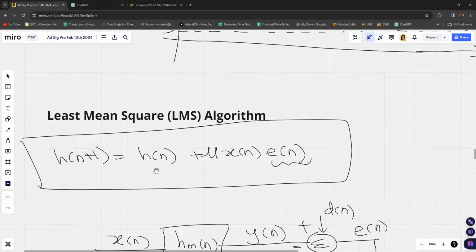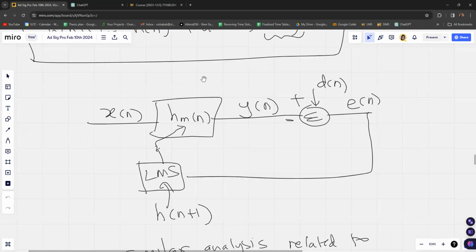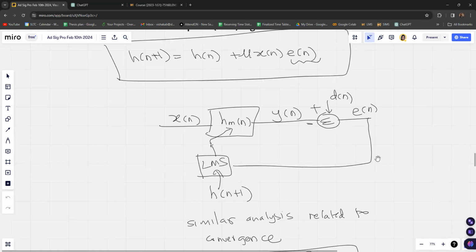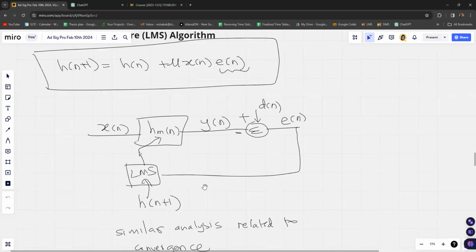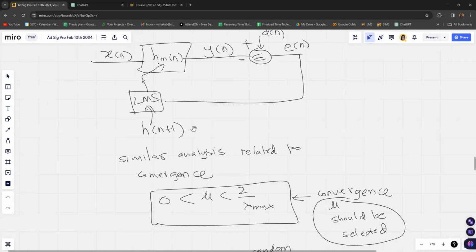For the LMS algorithm also, we have an update equation like this. In there, we consider the mu value as well, and the impact of xn and the error signal. We are taking the difference between the desired signal and the output signal of the filter. The only difference here is that we are actually measuring the error signal value, and based on the error value, we are updating the filter coefficients. Similar analysis can be done on this filter coefficient update equation, and we can find that the step size for the LMS algorithm is also between 0 and 2 over lambda max.